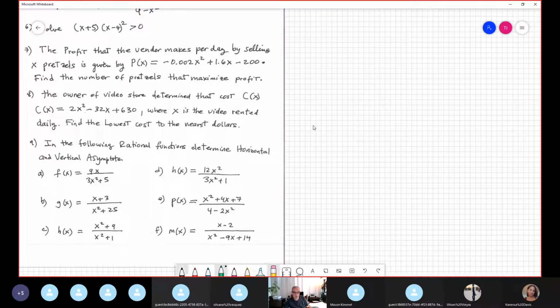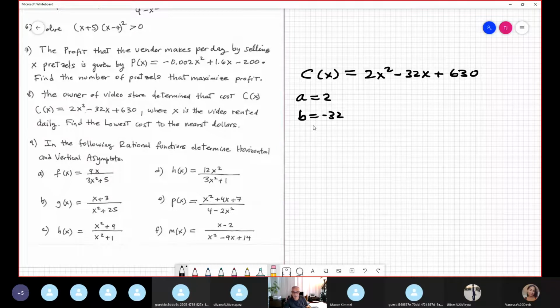In 8, the function is C of x equals 2x squared minus 32x plus 630. You discover that A is 2, which is positive. B is negative 32, and C is 630. Okay, let's do it. This parabola opens up because A is positive. This is the reason. And when it opens up, we have a minimum. Where? In the vertex.